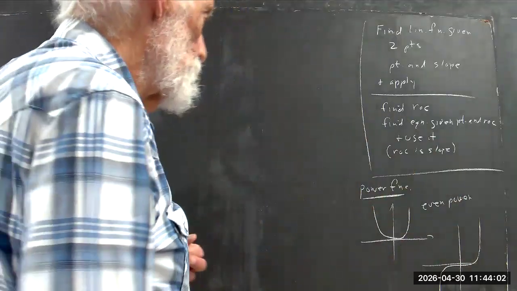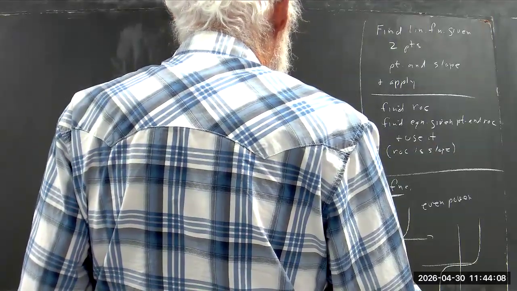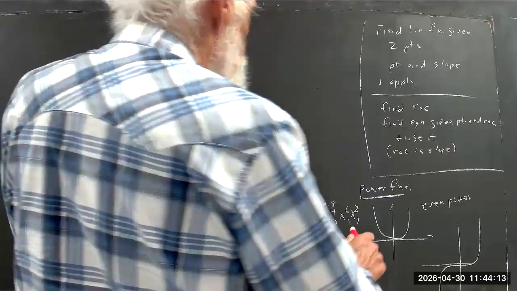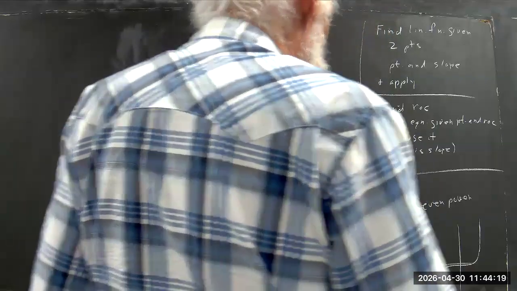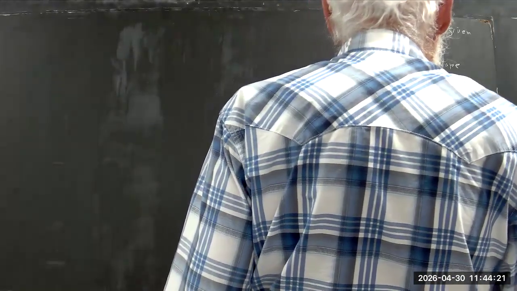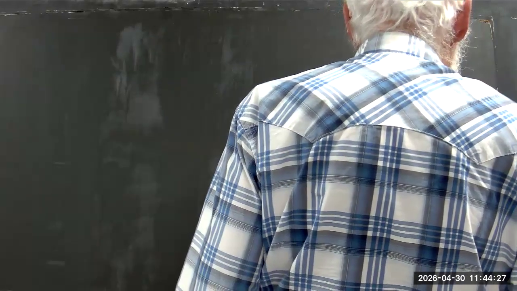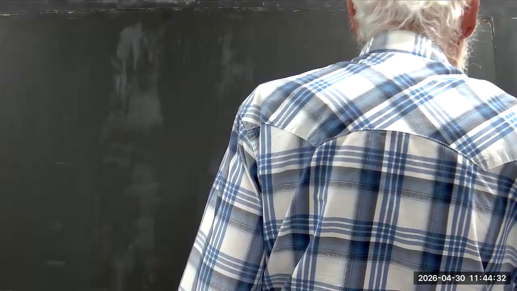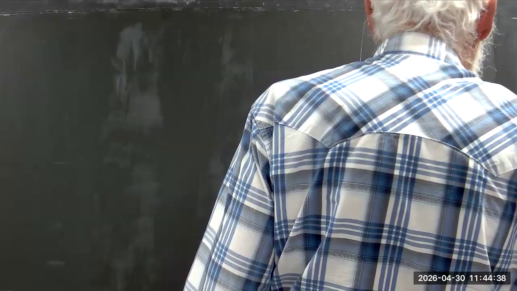Okay. So this is like x to the fourth, x to the sixth, x to the eighth, etc. That's even powers. Odd powers are like this, e.g. x cubed, x to the fifth, x to the seventh, etc.